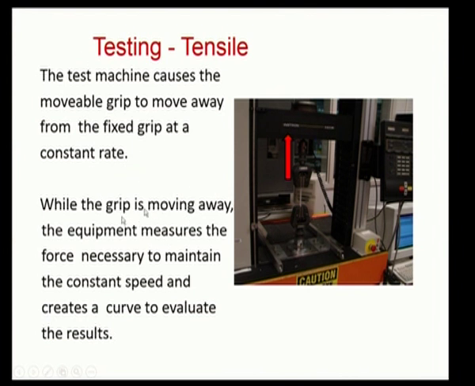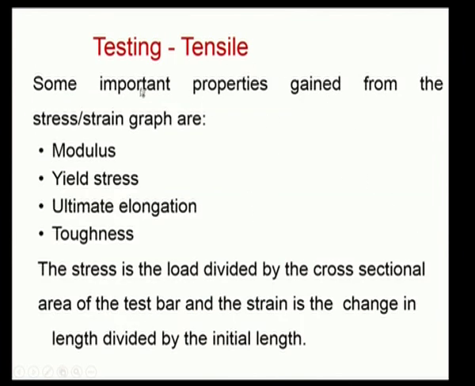While the grip is moving away, the equipment measures the force necessary to maintain the constant speed, and this will generate a curve. From that curve one can interpret the mechanical properties. Some of the properties gained from this are modulus, yield stress, ultimate elongation and toughness. The curve generated by the universal testing machine is simply the stress strain curve, from which one can obtain the tensile modulus, the maximum stress before it ruptures, the maximum elongation it can undergo before it ruptures, and how tough the material is. Stress is the load divided by the cross sectional area of the test specimen, and strain is the change in length divided by the initial length.